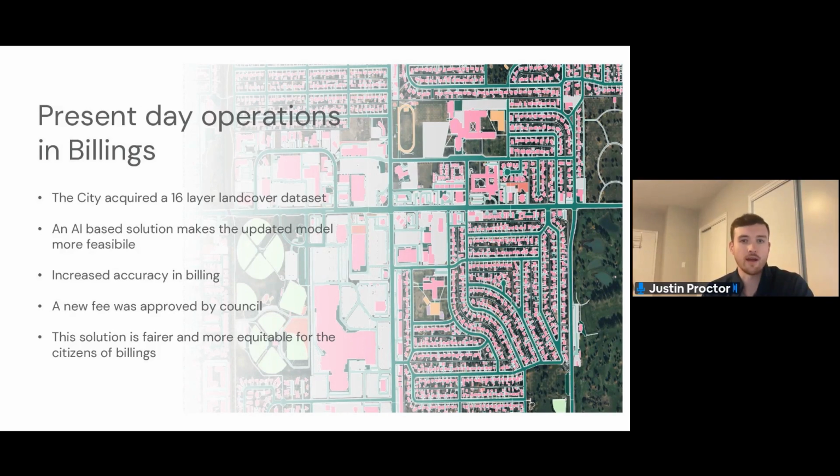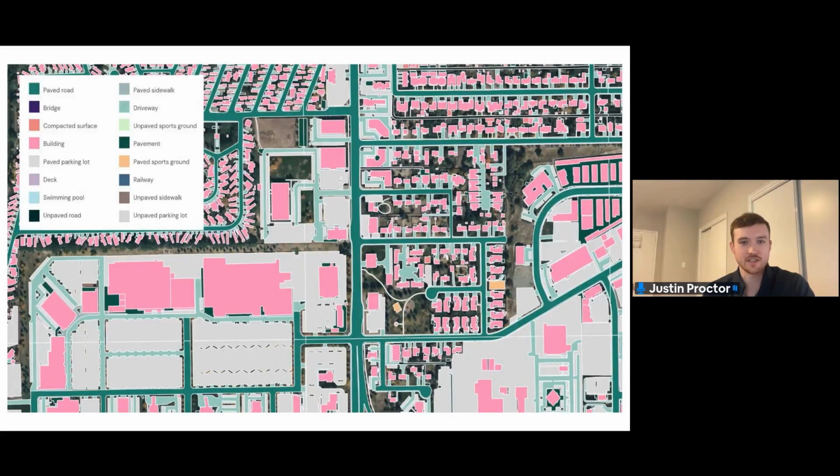And then, as was mentioned earlier, the new stormwater utility fee was recently passed in Billings. So everybody's hard work from this call paid off in the end. But this is just a quick little example of the data that they are working with in Billings. As you can see there, you've got paved roads, bridges, compacted surfaces, decks, unpaved sidewalks, unpaved roads, sports grounds, and different features like that.